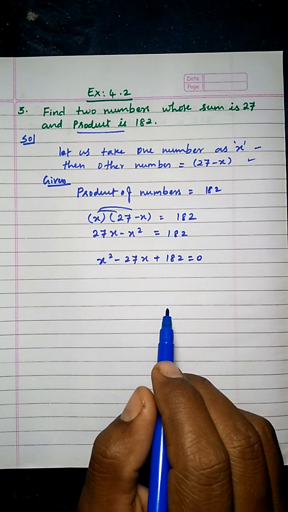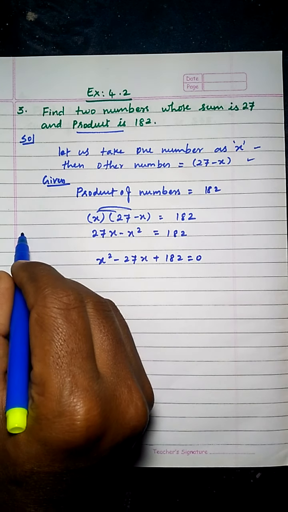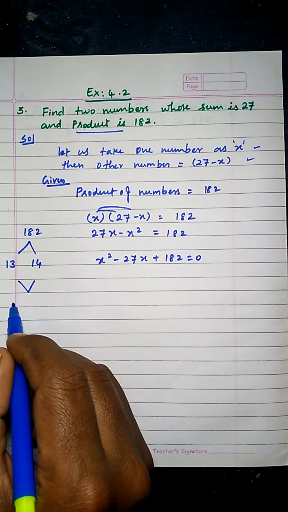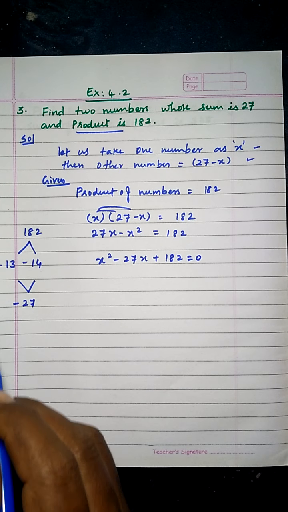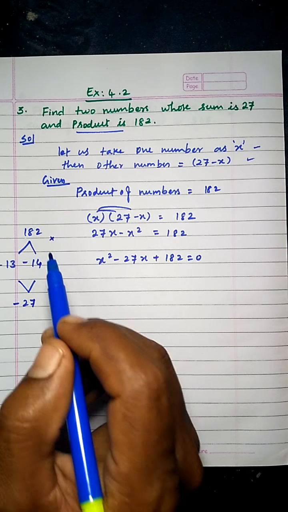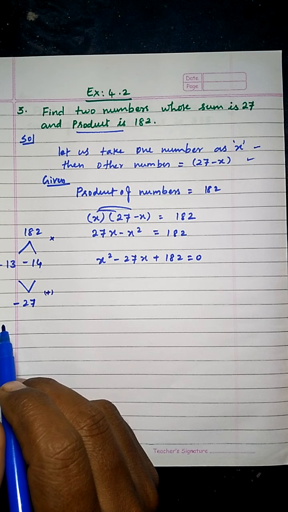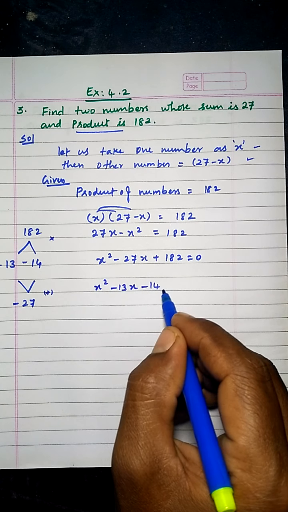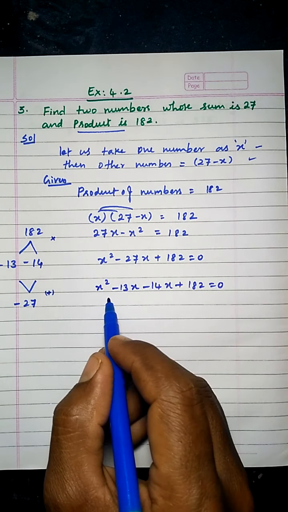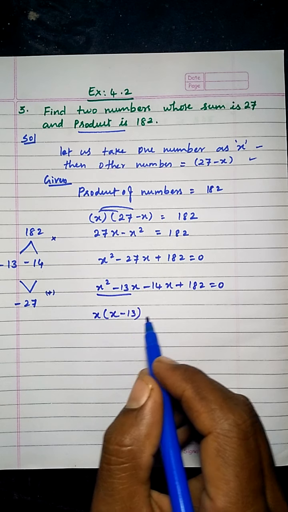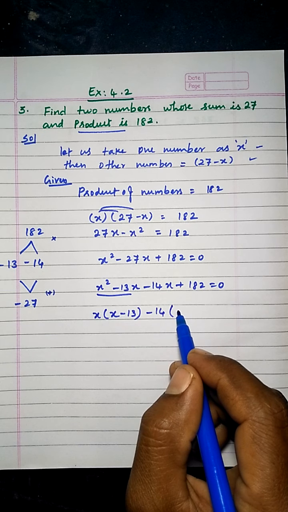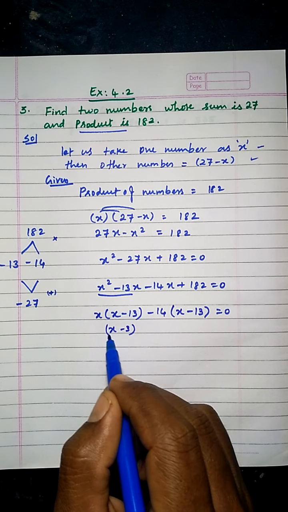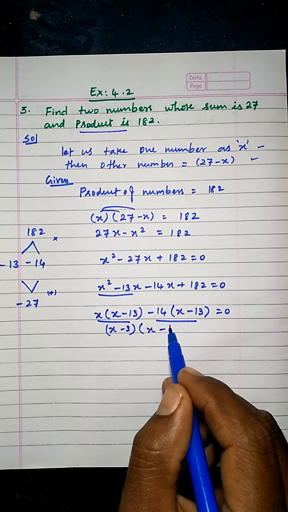Now let's find the factors using splitting the middle term. Let's take 182 and use the diamond rule. The possible factors are 13 and 14. The coefficient of x is minus 27, so put minus and minus. When you multiply minus into minus, you get plus, 13 into 14 is 182, and when you add, you get minus 27. In the first video I explained how to find the roots. Then we can write x square minus 13x minus 14x plus 182 equal to 0. From this, take x common outside: x into x minus 13. And here, take 14 outside: minus 14 into x minus 13. Now take x minus 13 common outside, and the remaining is x minus 14 equal to 0.